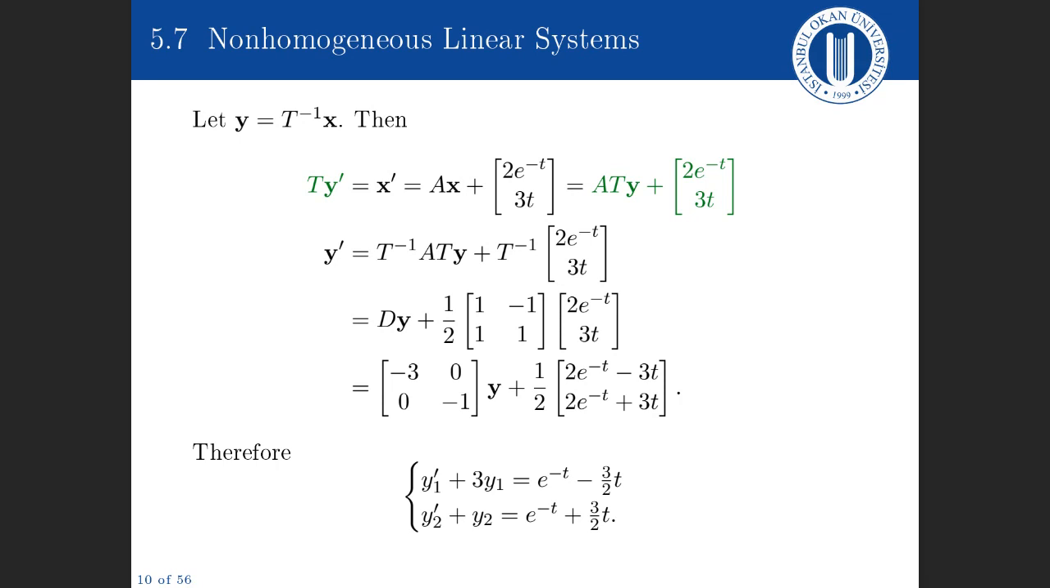And that is just the linear system y1 prime plus, I'm moving the y1 to the left, so minus 3 becomes plus 3, y1 is equal to e to the power minus t plus minus 3 over 2t, and another first order linear equation, y2 prime plus y2 is equal to e to the power minus t plus 3 over 2t. This is two easy first order linear equations. We know how to solve these.